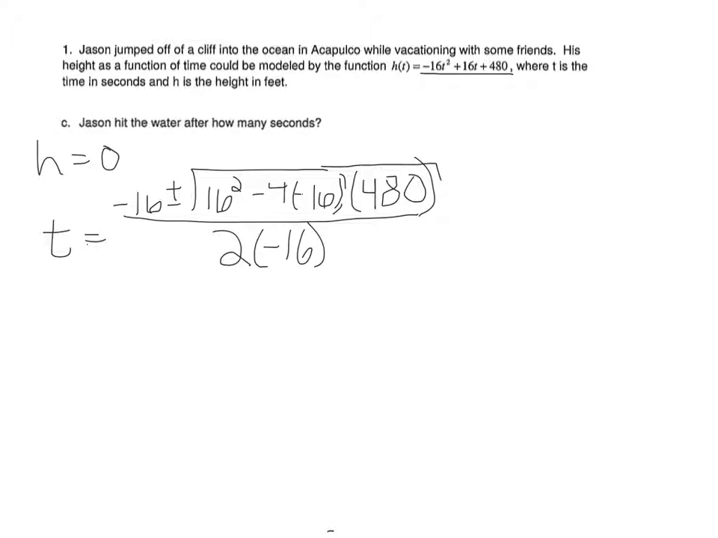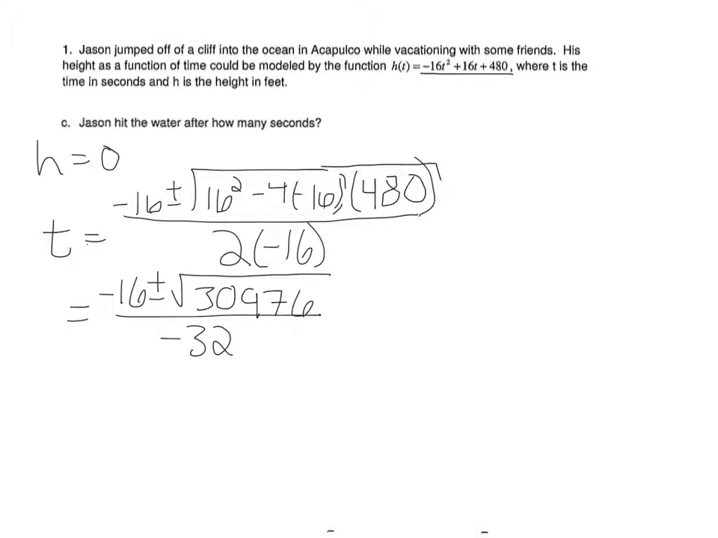If I go ahead and simplify this down, I'm going to end up finding that I get negative 16 plus or minus the square root. If I combine everything under that square root, I'm going to get 30,976, all divided by negative 32. If I simplify that down, the square root of 30,976 actually turns out to be a perfect square. It's going to be negative 16 plus or minus 176 divided by negative 32.